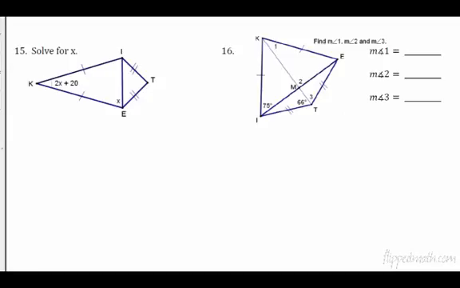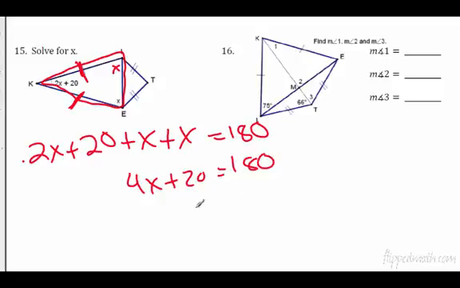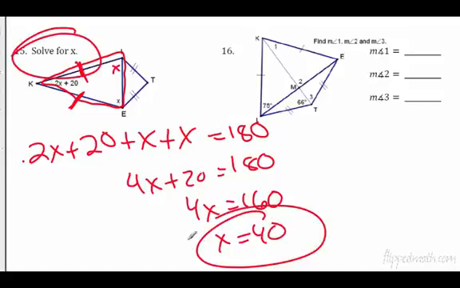Looking at 15 and 16. Whoo, this is a kite. Look at that. If this is x, then this is x. Right? You know why? Because look, isosceles triangle. Those are congruent. Base angles are congruent. So 2x plus 20 plus x plus x should all equal 180 because it's the sum of the angles of a triangle. So 4x plus 20 equals 180. If I subtract 20 from each side, I'm going to get 4x equals 160, or x equals 40. That was easy. It says solve for x, so I'm all done with that one.